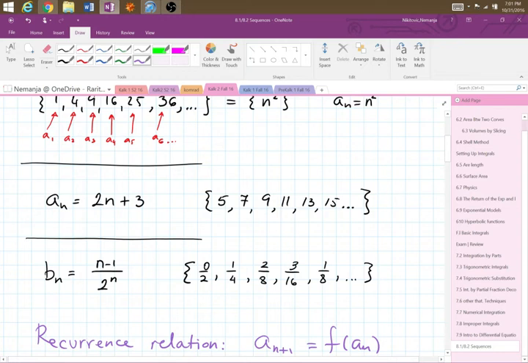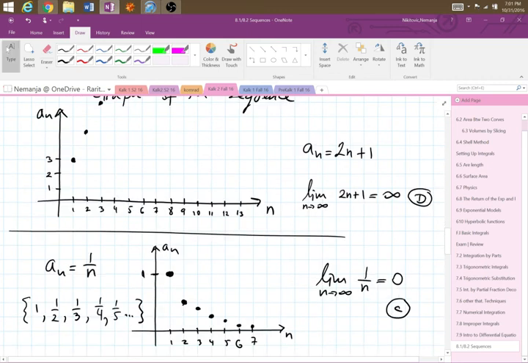Yes? Wouldn't it be non-increasing then? Just going down. Oh yeah, this one is non-increasing. Yes. You're right.